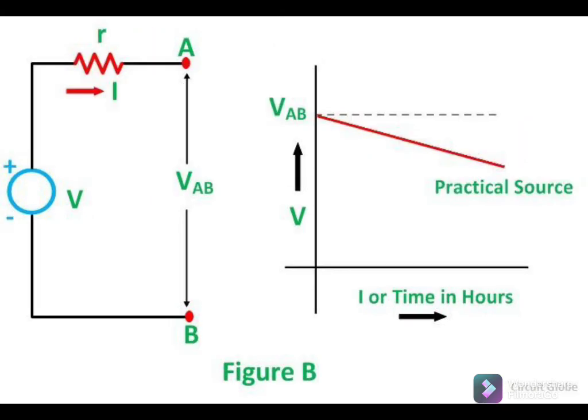The voltage source has some internal resistance, which is denoted in series with the voltage source. I'll tell you the reason in some other video. As a result, there is a drop in voltage in a practical source. The difference in voltage gives the drop across the internal resistance.